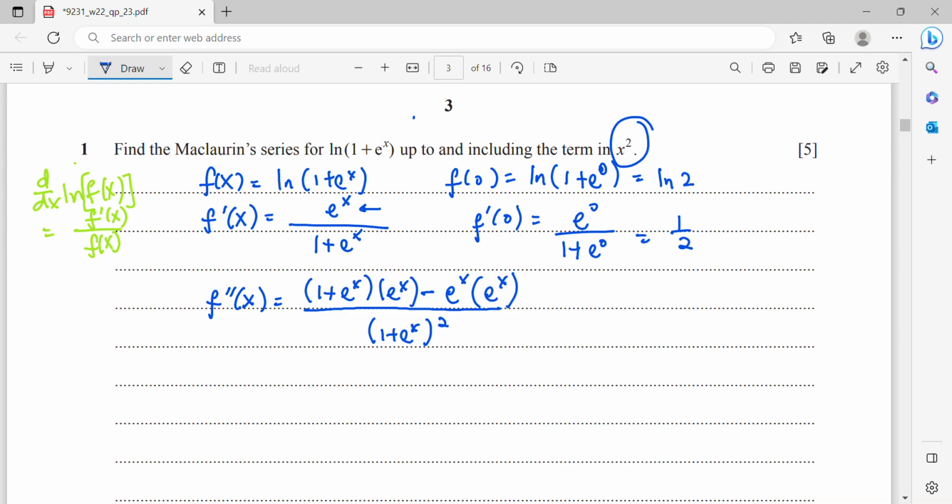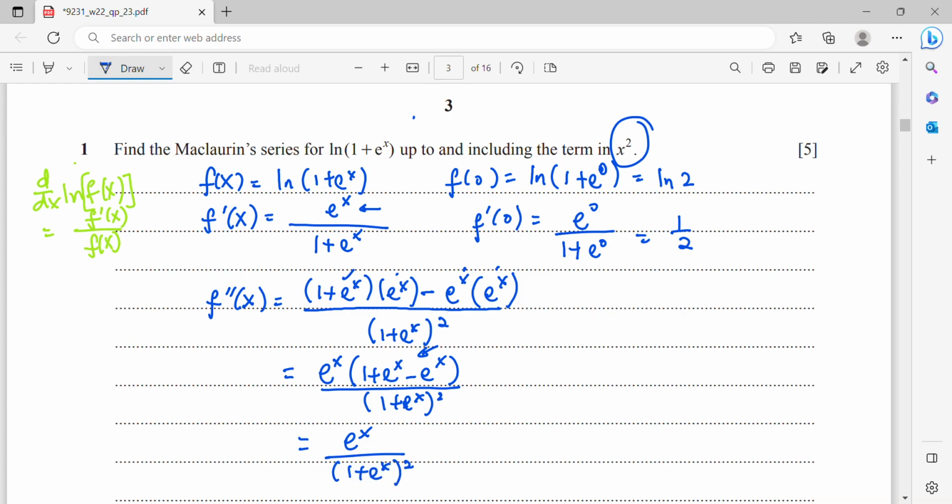Now you can simplify. Here we have e^x, and here is left 1 plus e^x. Once you factorize the e^x, you still have one more e^x, so minus e^x over 1 plus e^x squared. Which means you get the bracket 1 plus e^x minus e^x, which becomes 1. So I will end up with e^x over the square of 1 plus e^x.